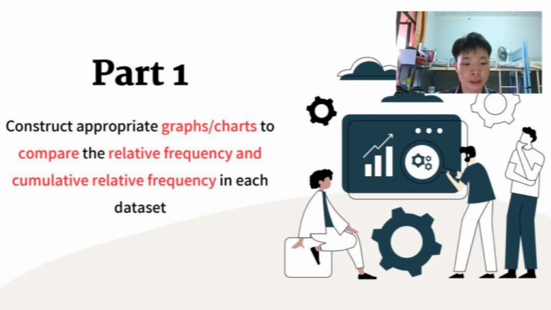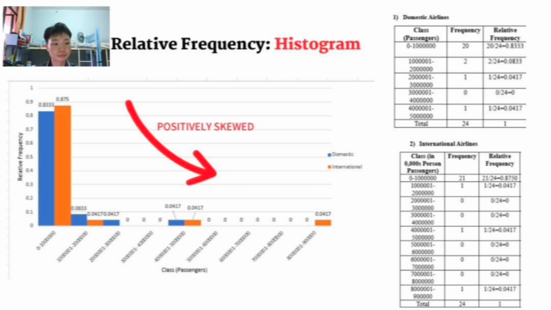Today, I would like to present part 1. Construct an appropriate graph or chart to compare the relative frequency and cumulative relative frequency in each dataset. So the first one is the graph for the relative frequency, and I'm using the histogram.